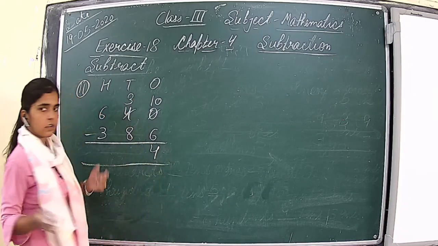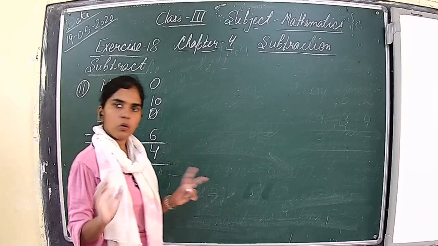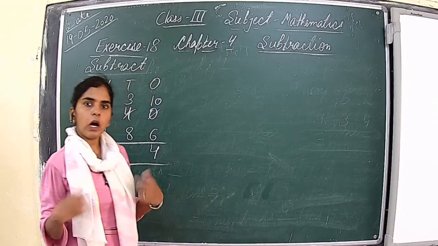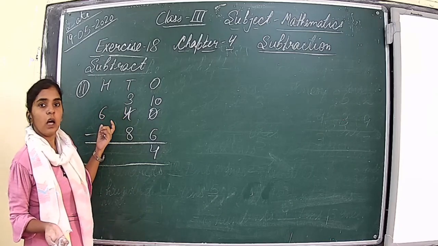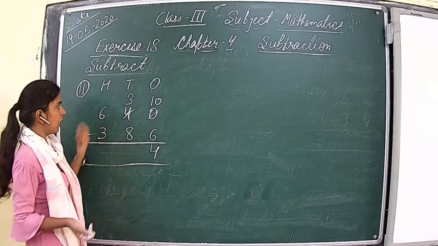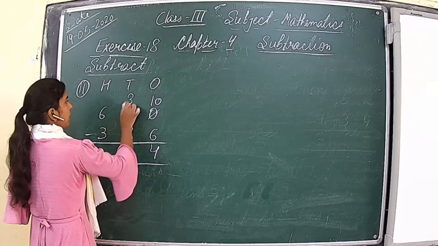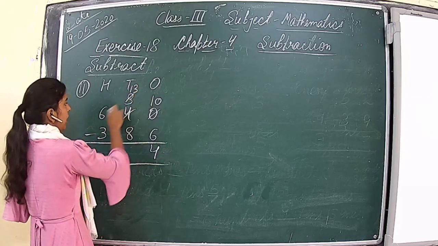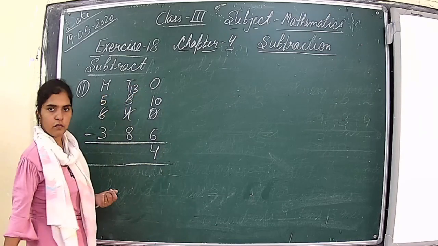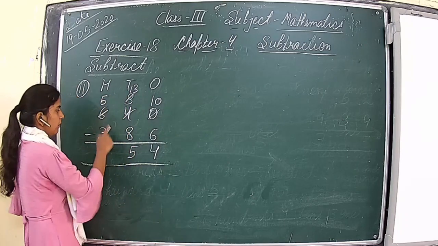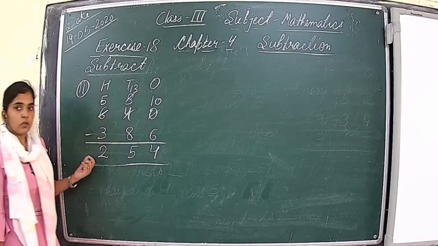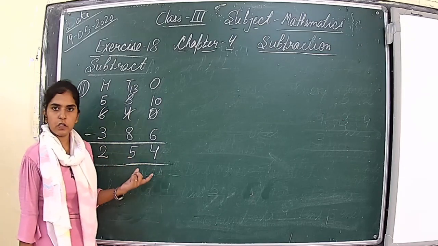3 minus 8, is it possible to subtract? No, it is not possible. So now what can we do? We will go to 100 and we will take one borrow from 100. So this 3 will become 13 and this 6 will become 5. So 13 minus 8 is equal to 5 and 5 minus 3 is equal to 2. So this is the result, 254.